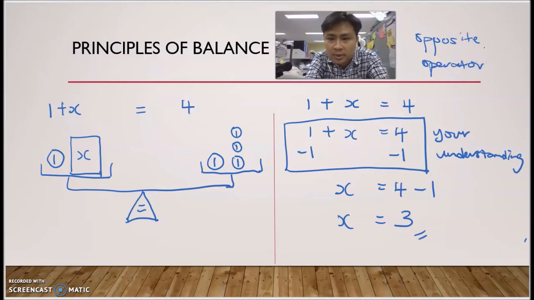Right, so once I use the opposite operator, what happens now is I'm actually minusing it to get it to 0. I have a plus 1 here, so I need to use minus 1 to make it 0. Because of that, I can write down straight away from here, x will be equals to 4 minus 1. The 1 will disappear here, and on the right side I need to balance it using minus 1. So x will be equals to 3. That's the idea of the principle of balance. Are you clear about this?